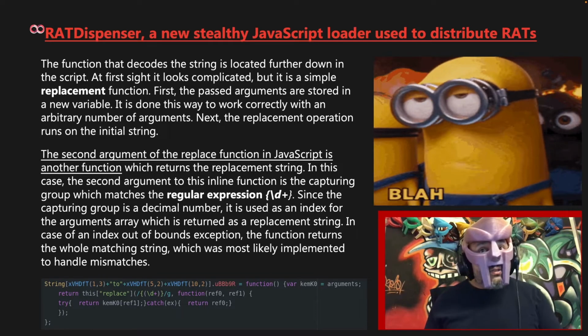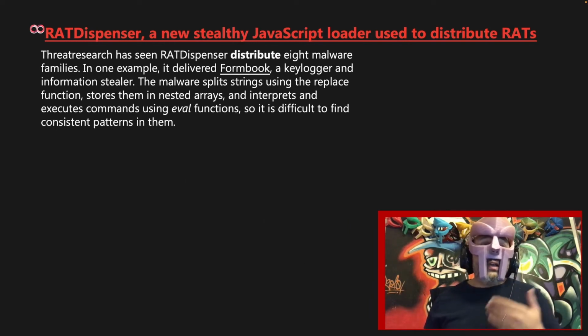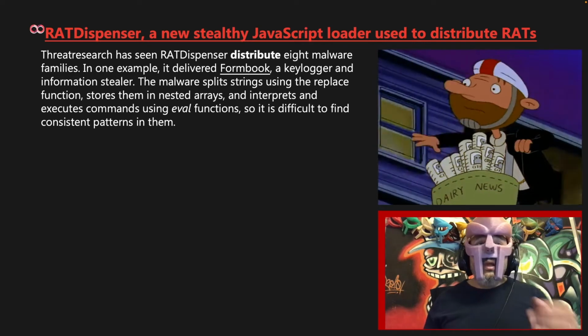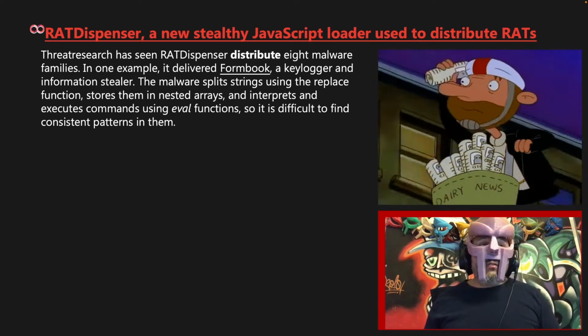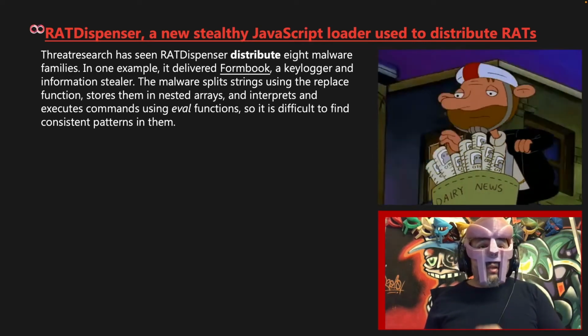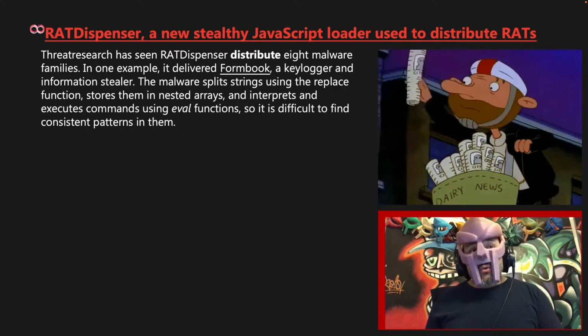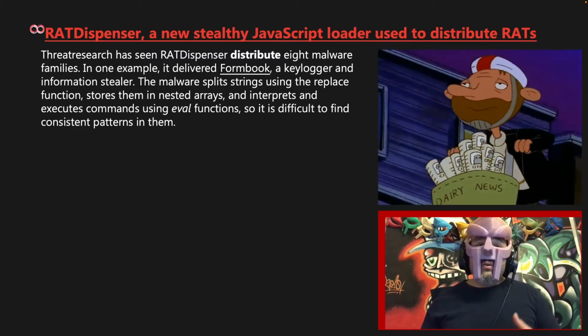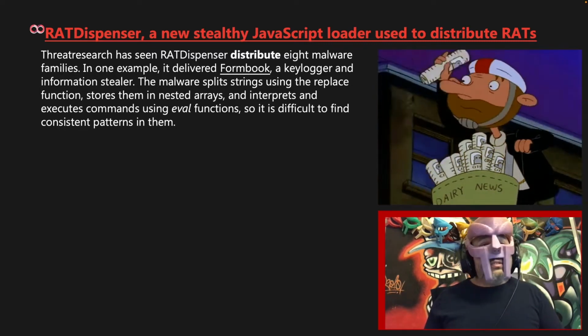Threat research has seen RATDispenser distribute 8 malware families. In one example, it delivered Formbook, a keylogger and information stealer. The malware splits strings using the replace function, stores them in nested arrays, and interprets and executes commands using eval functions, so it is difficult to find consistent patterns in them.